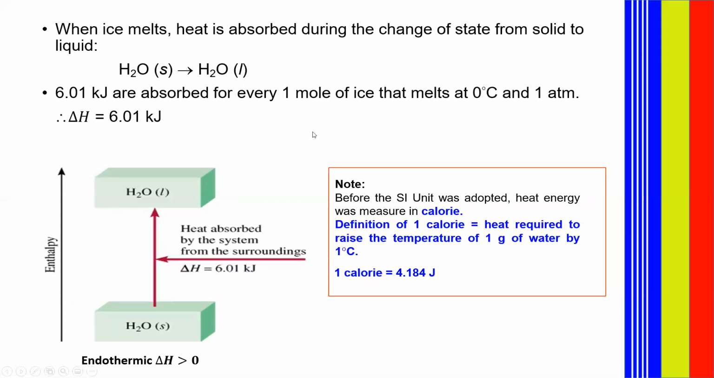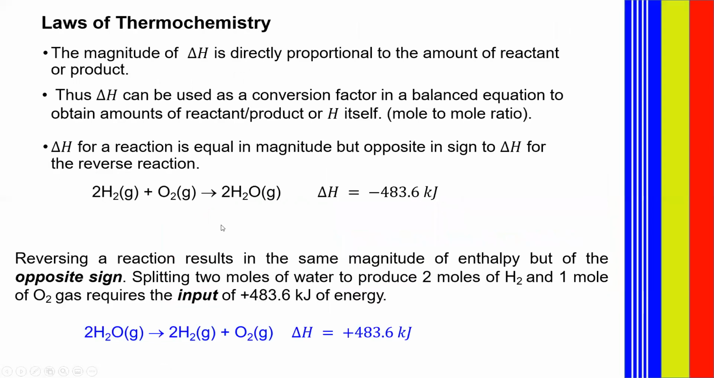So this is just an example of another energy diagram. You can read this for yourself. The magnitude of delta H is directly proportional to the amount of reactant or product. First of all, when you have a question on this, you want to make sure that your reaction is balanced. And the delta H for a reaction is equal in magnitude, but opposite in sign to delta H for the reverse reaction.